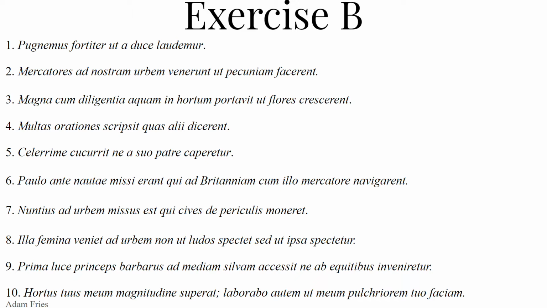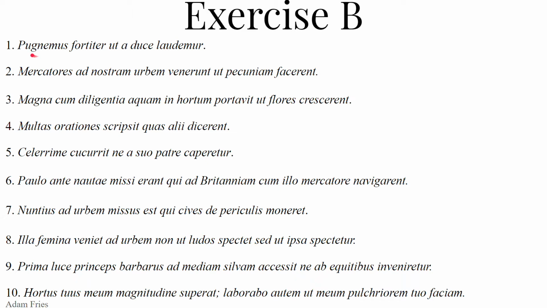We also need to keep in mind sequence of tenses. So primary sequence: if the main introductory verb, the verb introducing the dependent clause, is present tense, future perfect, present subjunctive, or imperative, then we are in primary sequence and the subjunctive verb in the dependent clause must be in the present subjunctive. If the main introductory verb is a past tense, imperfect tense, perfect tense, or pluperfect tense, then we are in secondary sequence and the dependent subjunctive verb must be in the imperfect subjunctive.